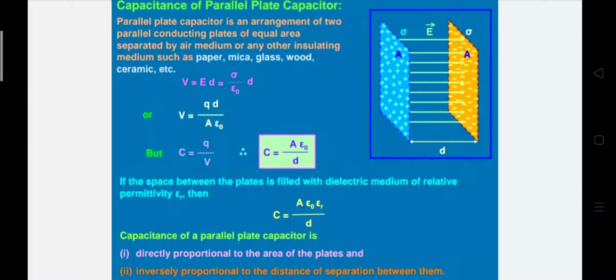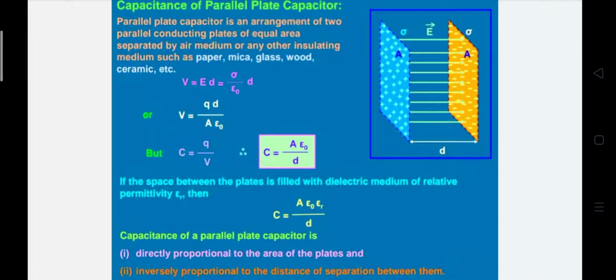The intensity of the electric field due to a metallic plate is given by the formula E equal to sigma upon epsilon naught. So the potential difference is equal to sigma upon epsilon naught into d.